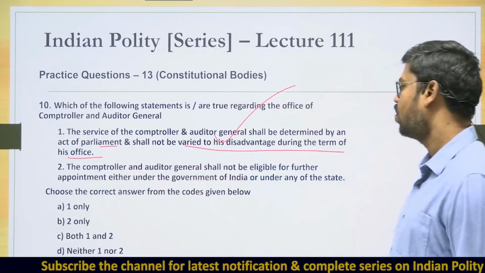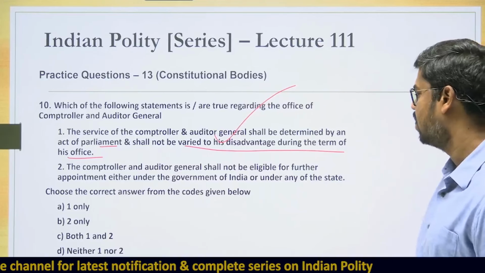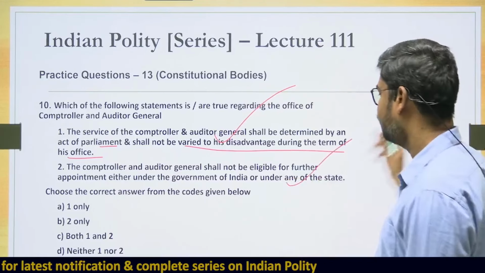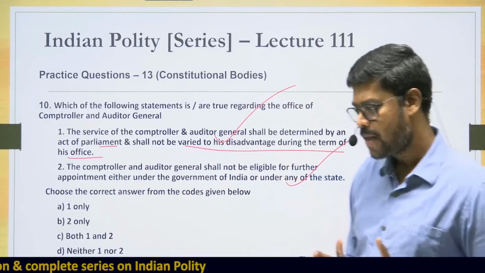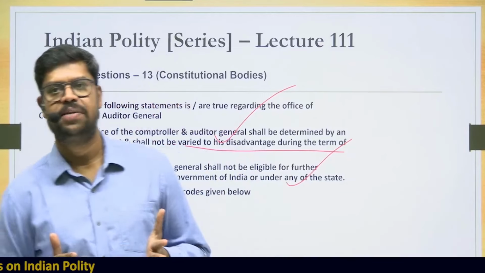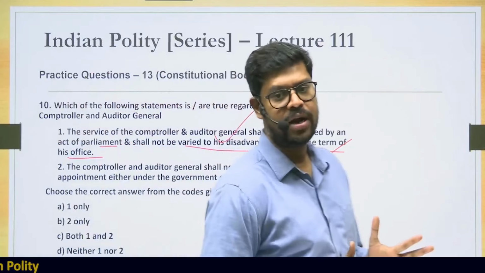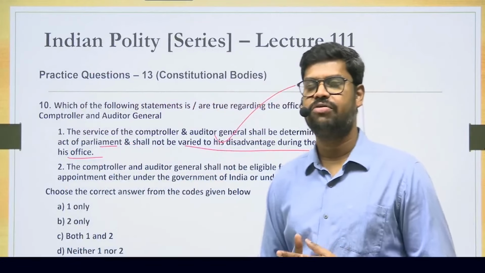The Comptroller and Auditor General shall not be eligible for any further employment either under the Government of India or under the government of any of the states. This is an absolutely right statement. One of the prohibitions for the Comptroller and Auditor General after his retirement is that he cannot be appointed in any capacity either under the Government of India or under the government of any of the states.